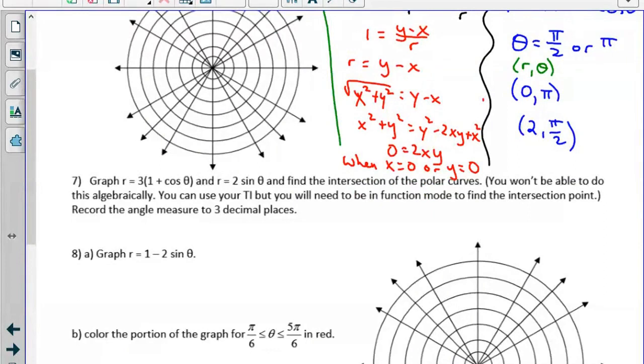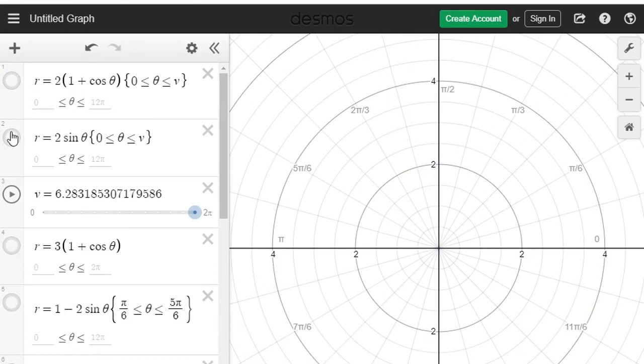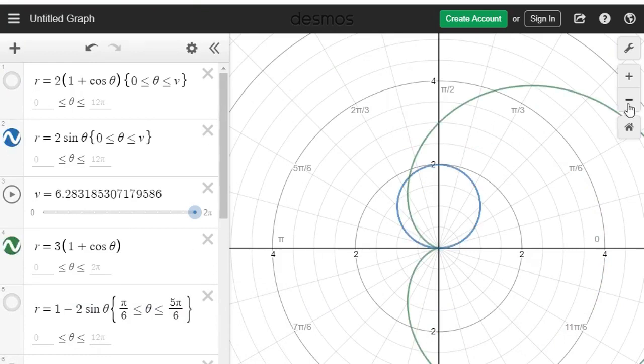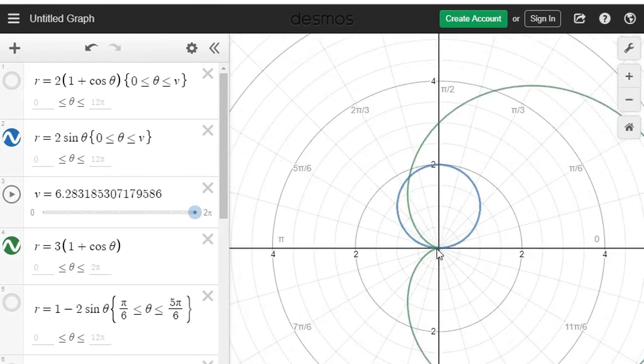Number 7, graph those two, find the intersection of the polar curves. This is not super easy, but here are 2 equations. So I graph those. It appears that we intersect at 0, 0 again for the rectangular coordinates. Which is going to be at 0, 0 for my polars as well. But let's kind of move along and see what happens there.